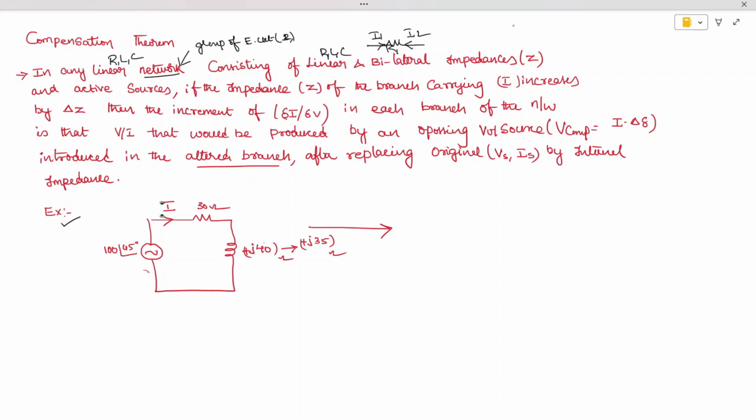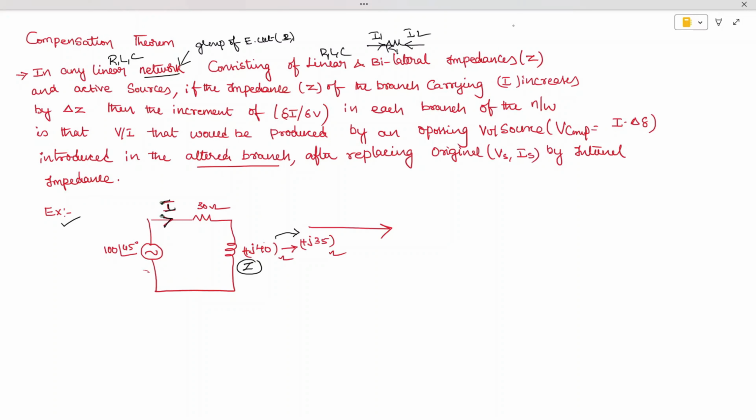If a network consists of RLC elements and bilateral elements and the impedance of the active source, let us consider this is the impedance of the active source. If the impedance of the branch carrying a current, so the current carried by this branch is I ampere. If the impedance Z of the branch carrying a current I is changed by delta Z, for example, if this impedance is increased from J35 ohms to J40 ohms, if the impedance is increased by a value of delta Z, there is a change of current. That current is I dash.